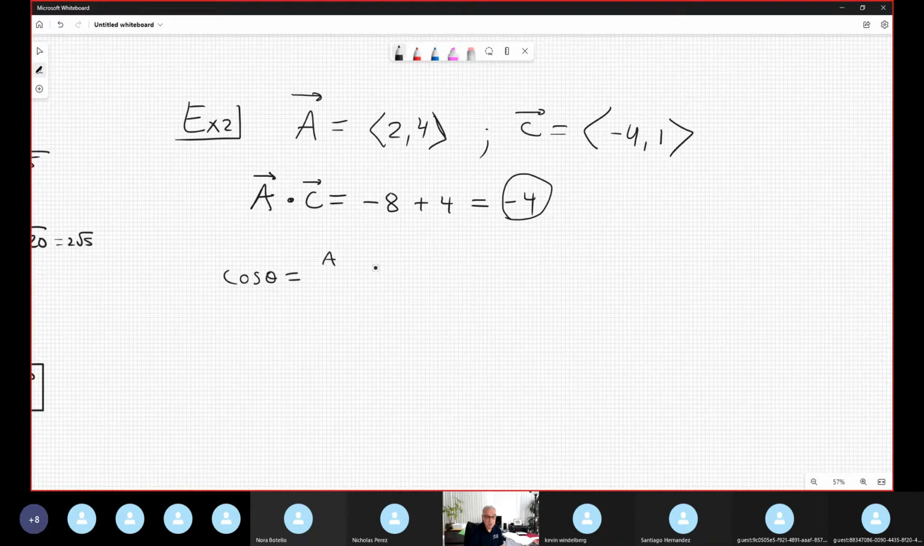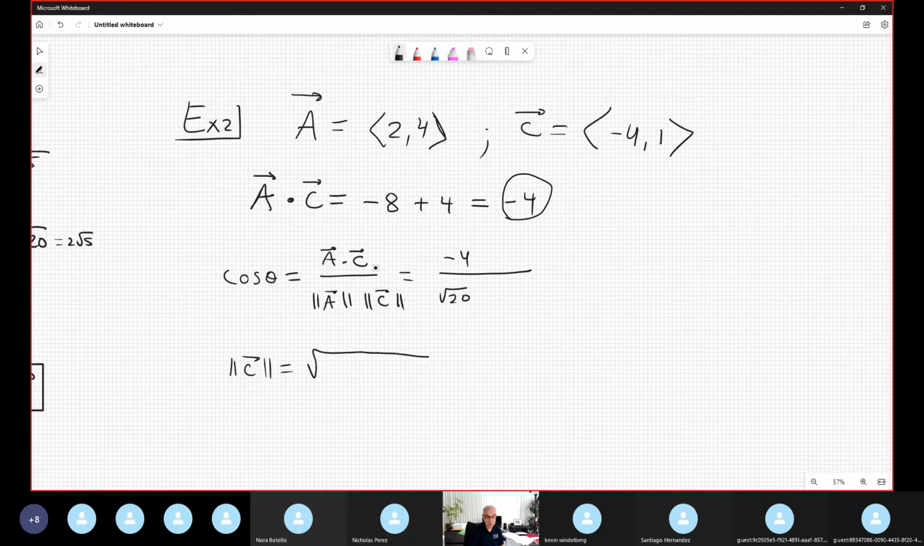remember it's the dot product of these vectors divided by the magnitude of A and the magnitude of C multiplied together. Entonces it's -4, the dot product, but the magnitude is never negative, it's positive, no? Entonces the magnitude of A, I computed before, is radical 20. Radical 20, I did that. The magnitude of C, I need to compute. This is the square root of (-4) squared plus 1 squared. It's 17.